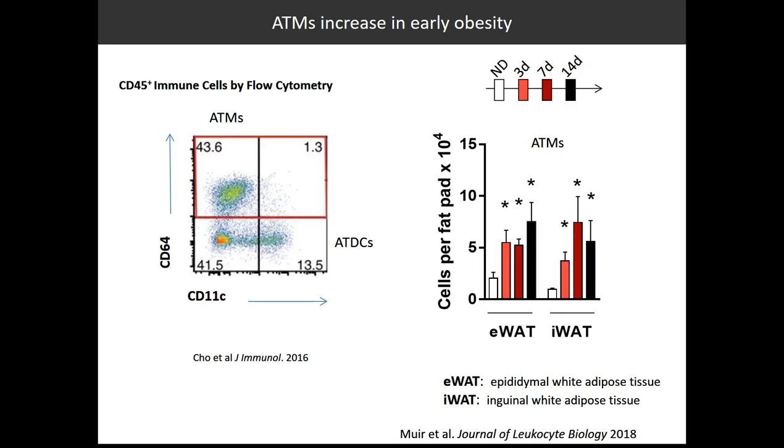Okay, so when we look at the macrophages, the ATMs in the tissue, we can see over a time course of high-fat diet feeding that their number, their quantity, increases dramatically. And we can look in a couple of different depots within the mice here. One is EWAT, for epididymal white adipose tissue, the other is IWAT, for inguinal, which is a subcutaneous depot. So these have approximate equivalents in humans of a visceral abdominal depot for EWAT and then subcutaneous again. So we can sort of model what this might look like in humans.